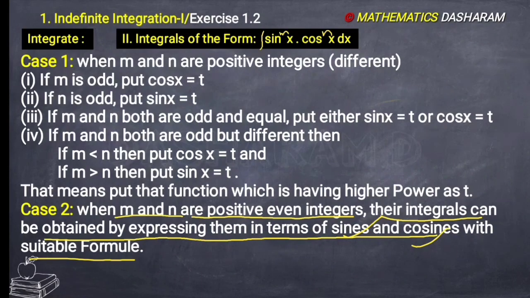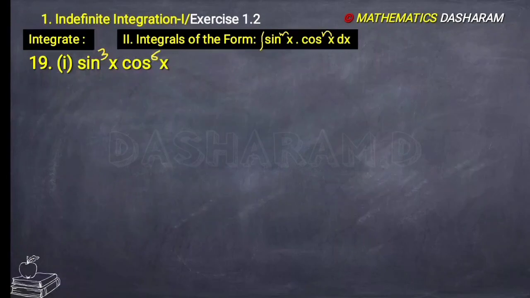So let us start the exercise. Let's continue exercise 1.2, 19th bit, so you will understand this method clearly. 19th bit, first problem: sin cube x into cos to the power of 6x. So it is in the form of sin to the power of m x into cos to the power of n x. So apply the integration with respect to x.